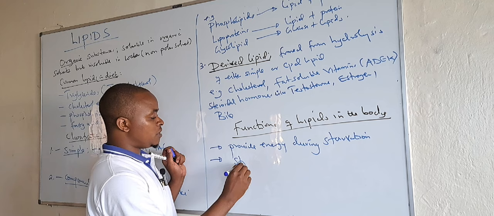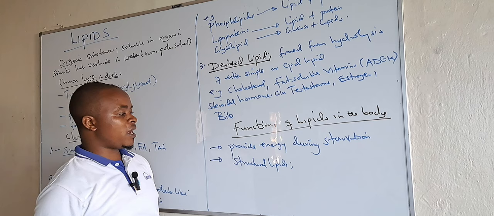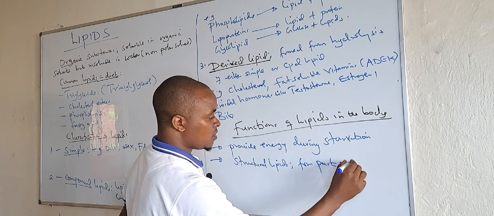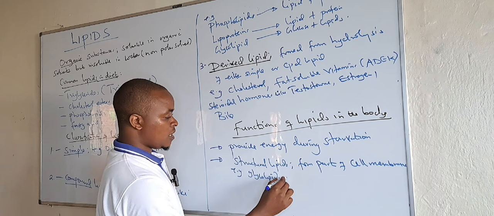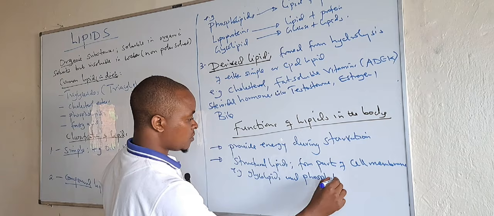We also have structural lipids, which form part of the cell membrane. For example, glycolipids and phospholipids form part of the cell membrane, even including cholesterol.